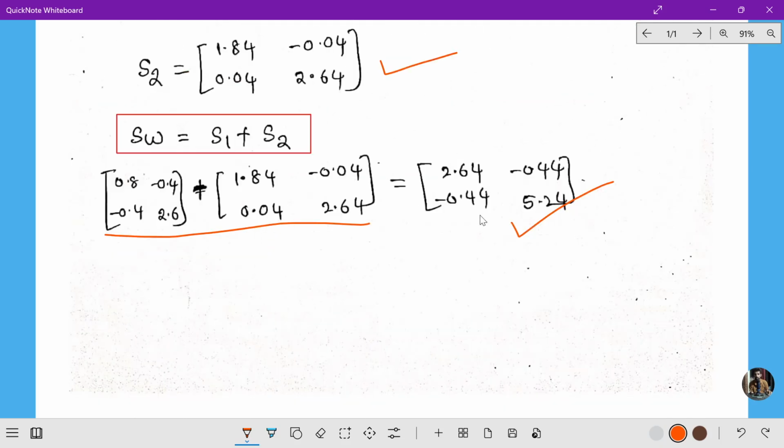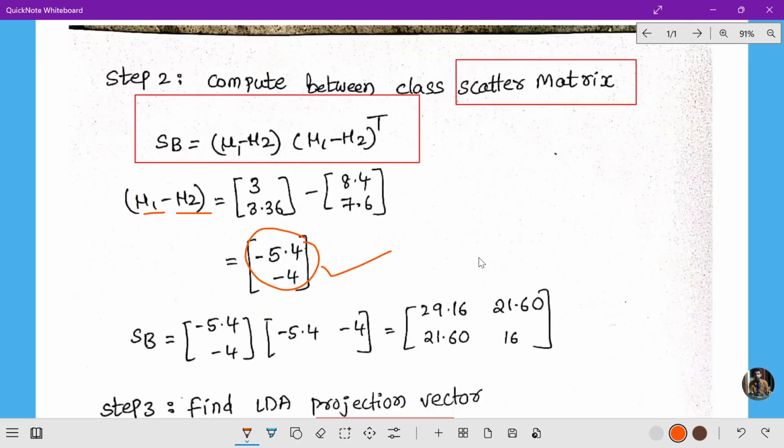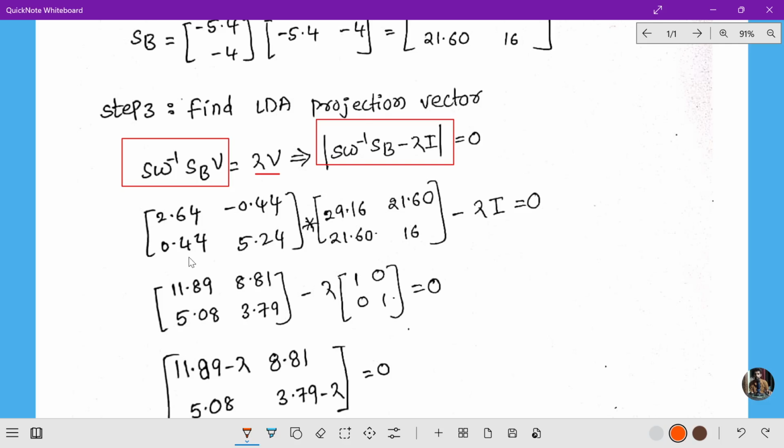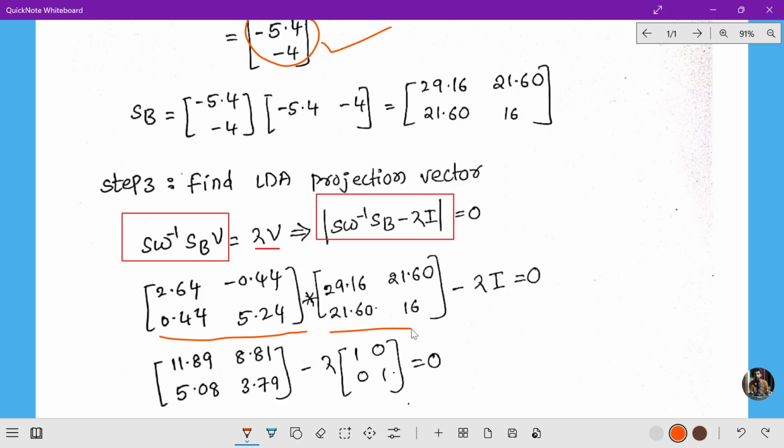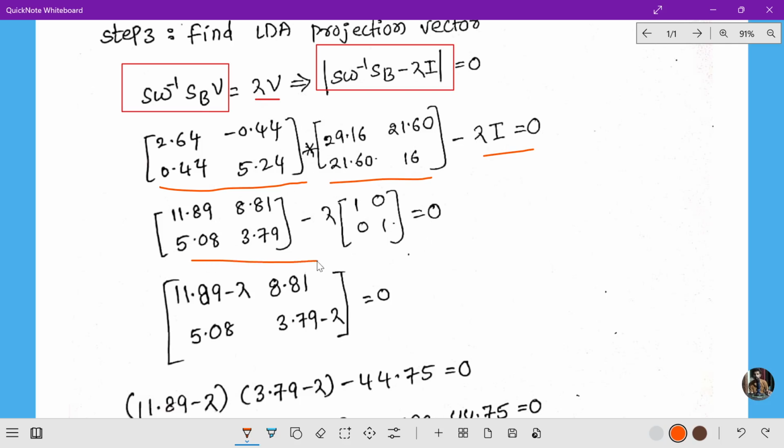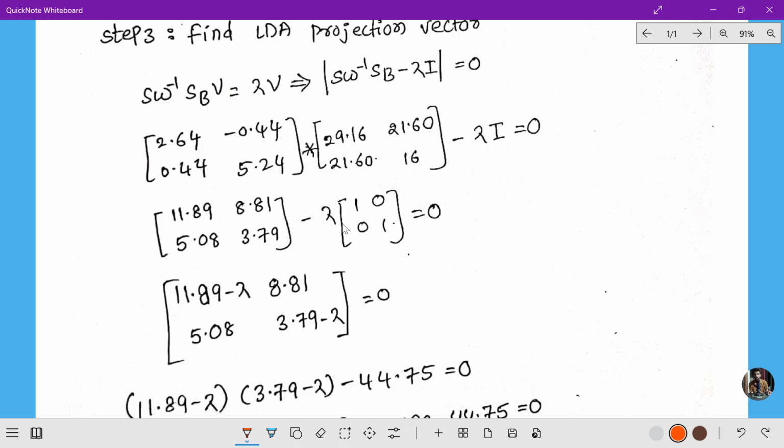What is the SW value? The SW value is 2.64 and this one. So simply write this value here. Then into this SB value, 29 point, you write all values as it is, minus lambda I is equal to 0. So when we do multiplication, we get this value. After that, remember that when I say I, the matrix is 1 0 0 1, so the off-diagonal values are 0.